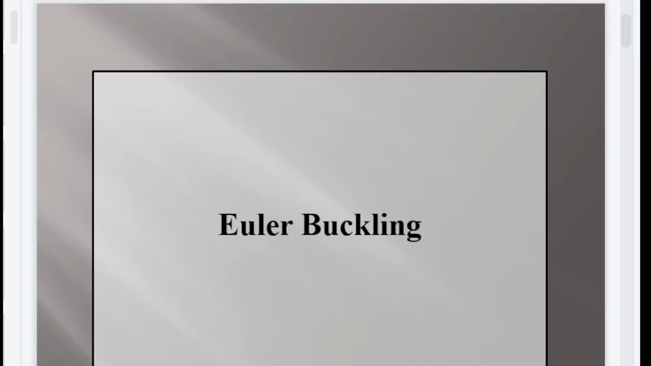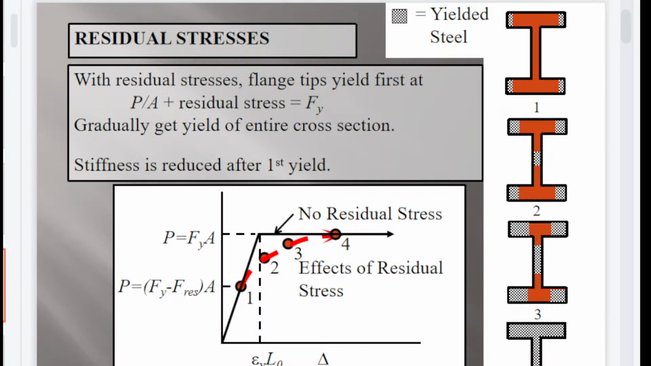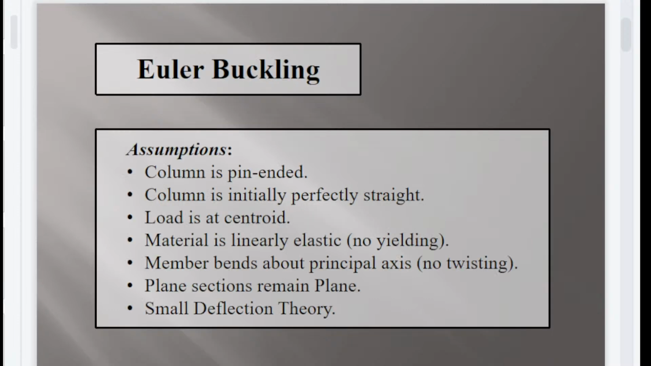So let us now talk about the Euler buckling. So Euler buckling, what happened? Euler buckling assumptions. Column is pin ended. Take note, pin connected at its end. Column is initially perfectly straight. Load is at centroid. So very normal. Obviously, we already use this type of assumptions. Material is linearly elastic. No yielding as yet.